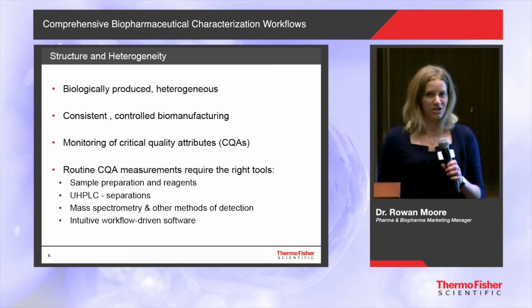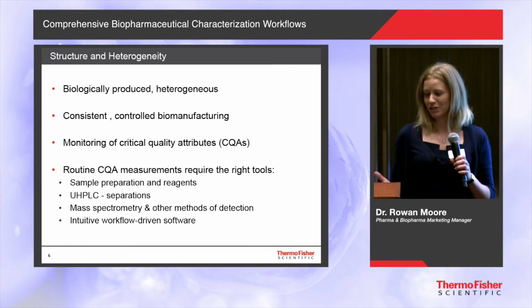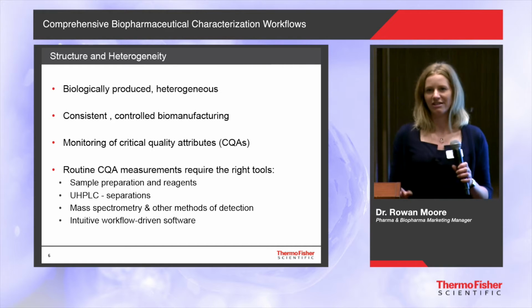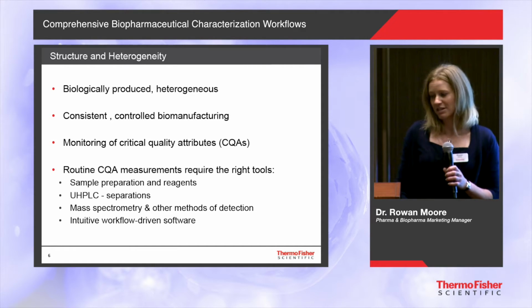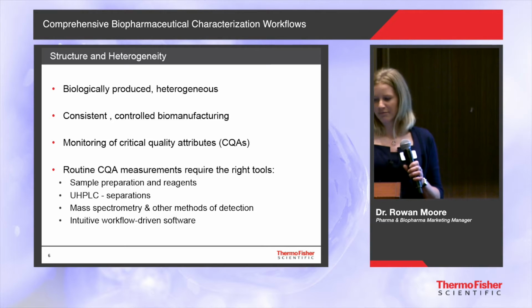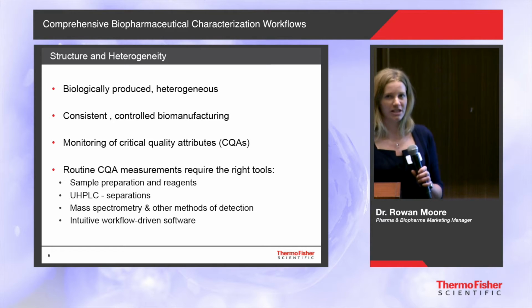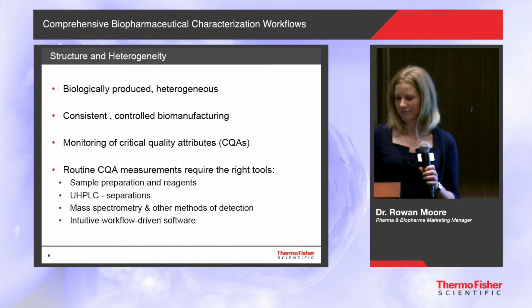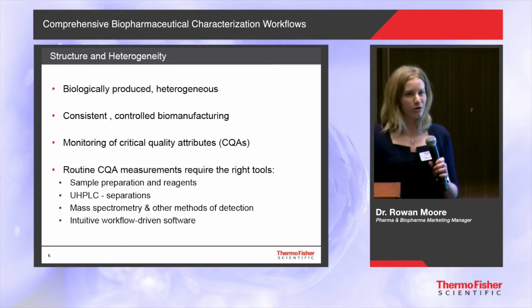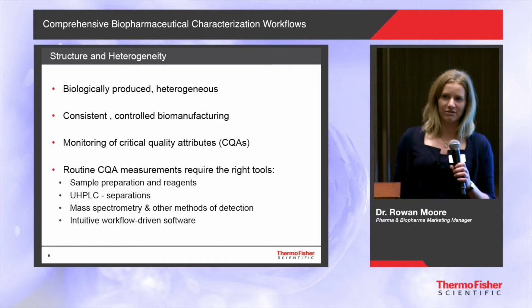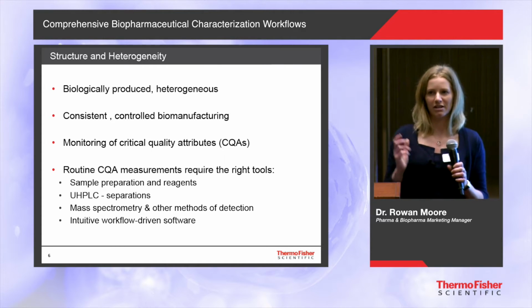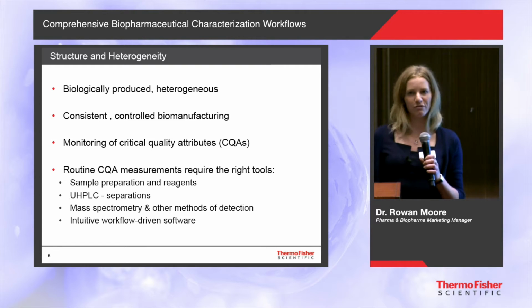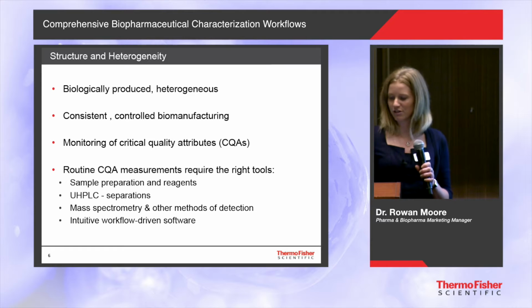So, as their name suggests, biotherapeutics are biologically produced, and as with most things in biology, we have heterogeneity in the end product. And it's this that we need to characterize. Now, whilst we expect this heterogeneity, we need to ensure that it's consistent from batch to batch. So this involves controlling the biomanufacturing. We know that small changes in the culture media, such as pH, temperature, the nutrients involved, can all have an effect on the end molecules that are generated.